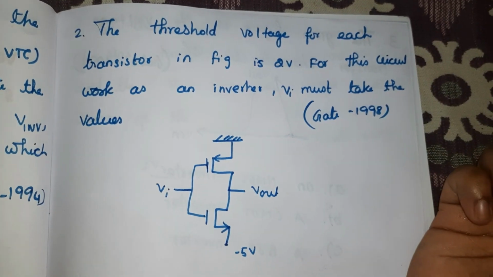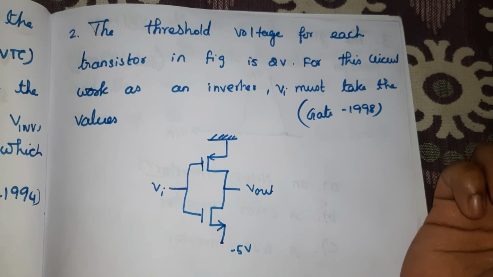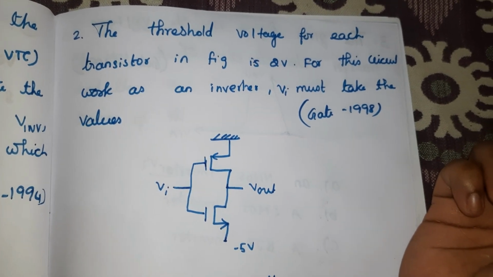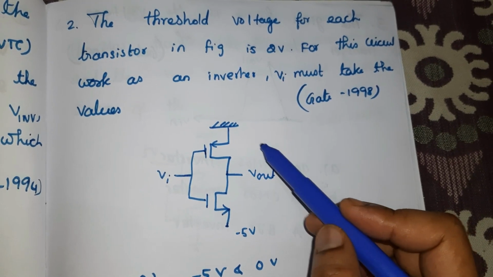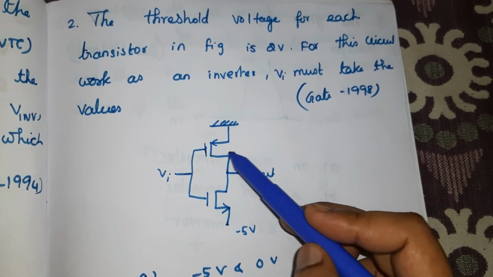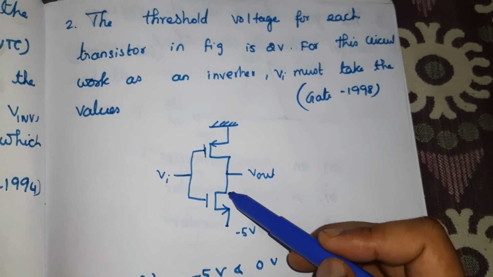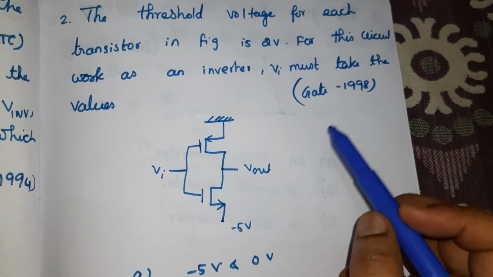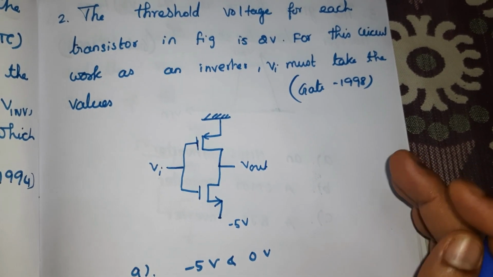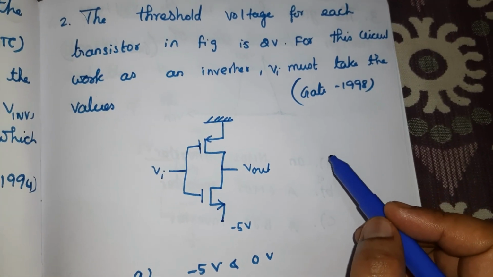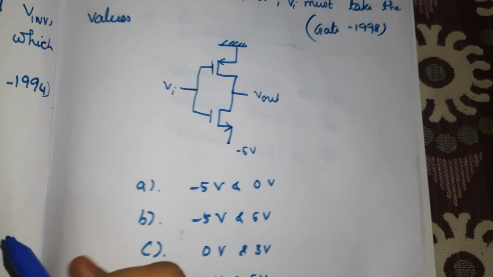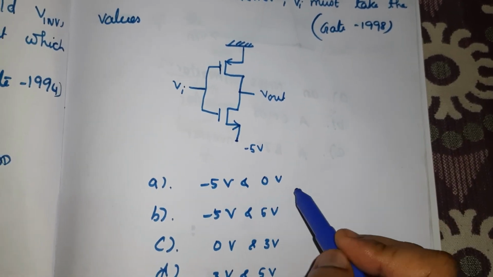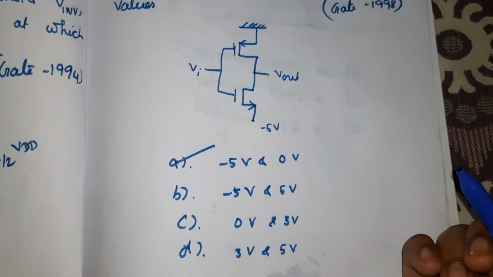Next question, the threshold voltage for each transistor in the figure is 2 volt. For this circuit to work as an inverter, Vi must take the... This inverter uses negative logic because the ground is connected to PMOS and VDD is connected to NMOS. So 0 represents high, logic 1, and VDD represents logic 0. Considering this, the inputs are minus 5 and 0 volt. So here the answer is A.